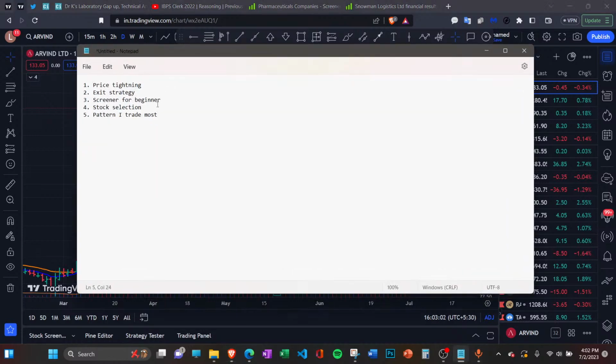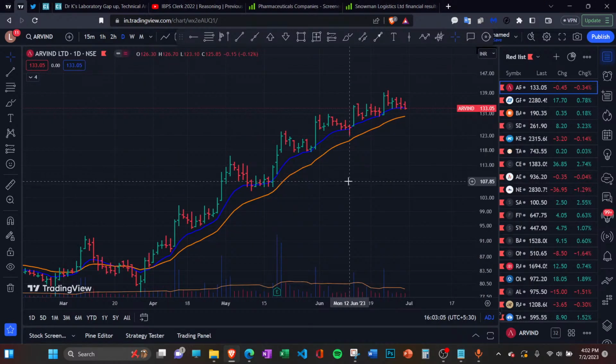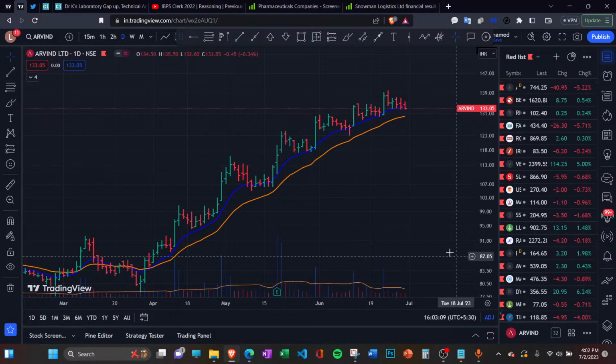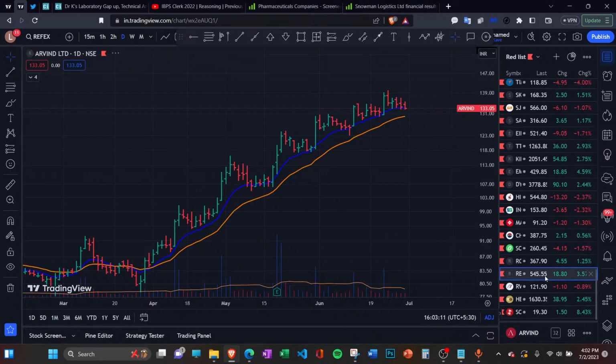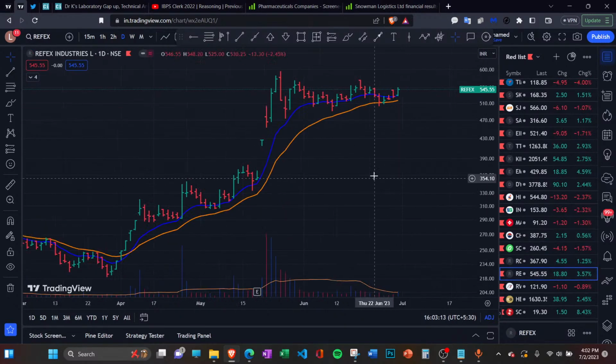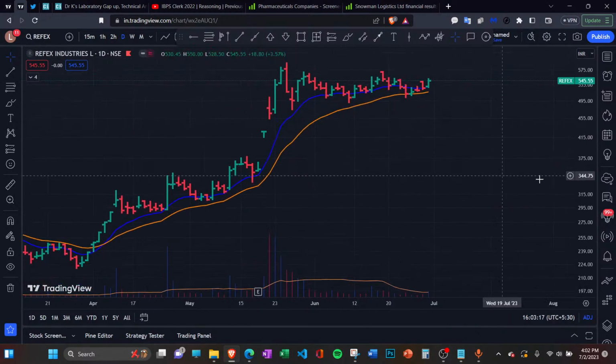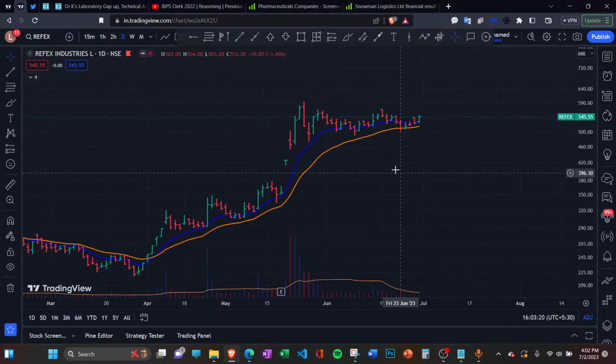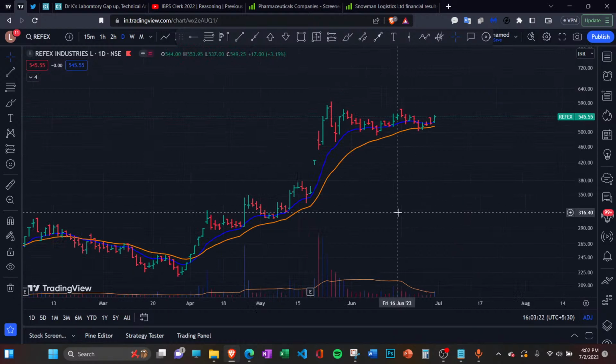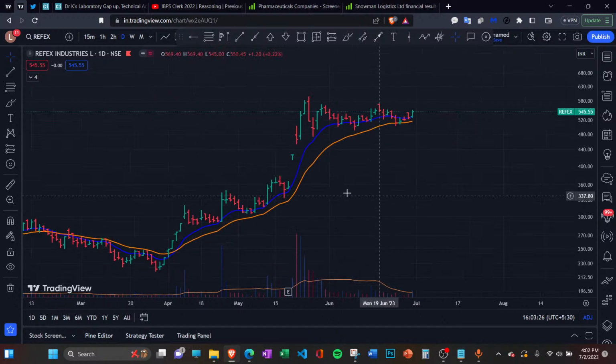So first, let's start with price tightening. Okay, so what is price tightening? I have a few good examples here. Somebody asked me on Twitter as well why I selected this particular stock, Refex Industries, and what is price tightening. I have a few more examples of such stocks.